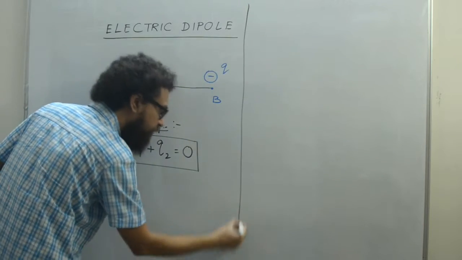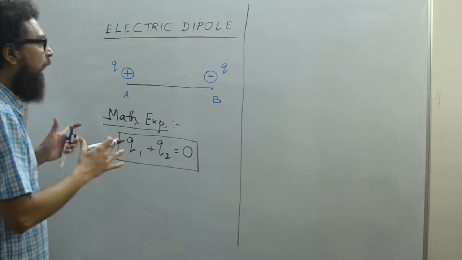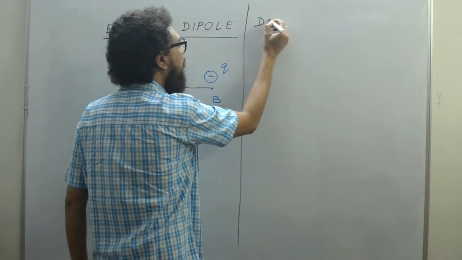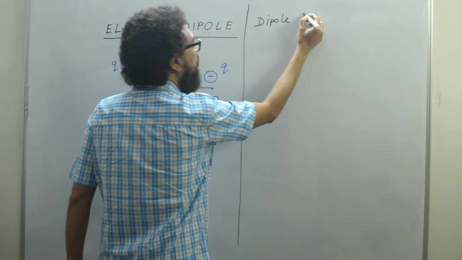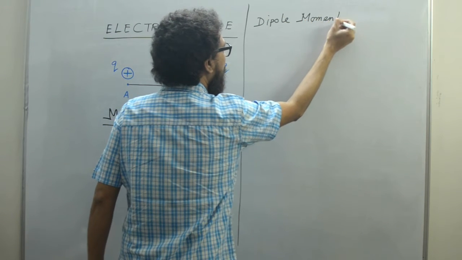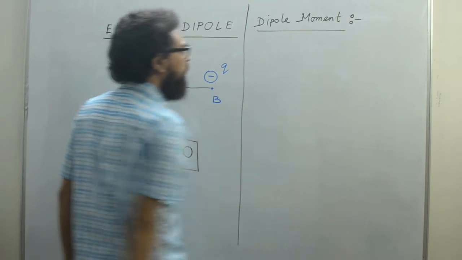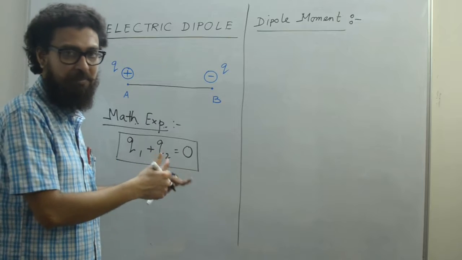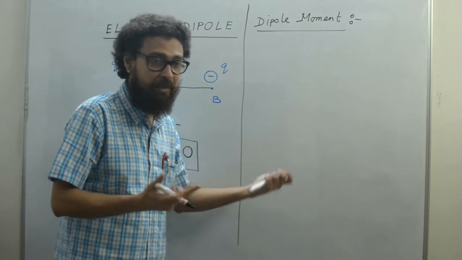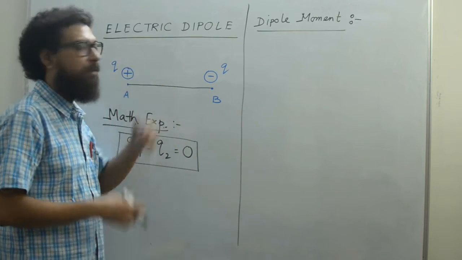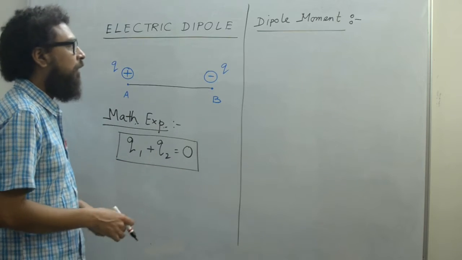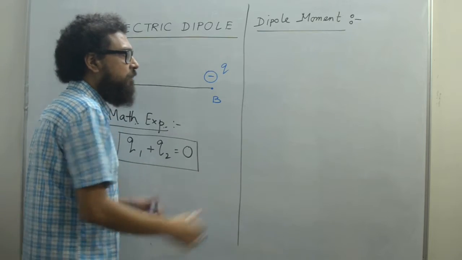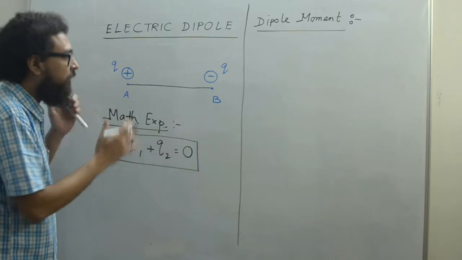Now, since we have come to know about a new thing, we have to measure it, and that measurement is called dipole moment. In class 11 chemistry, you have done dipole moment, with plus delta, minus delta, partial charge separations for polar covalent bonds, and arrows and crosses. You remember? Very good.